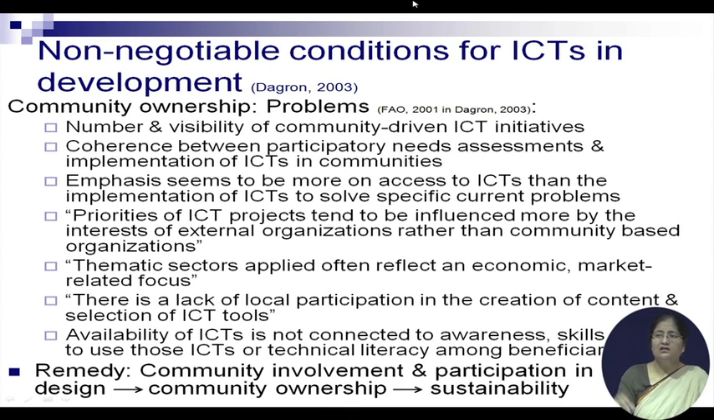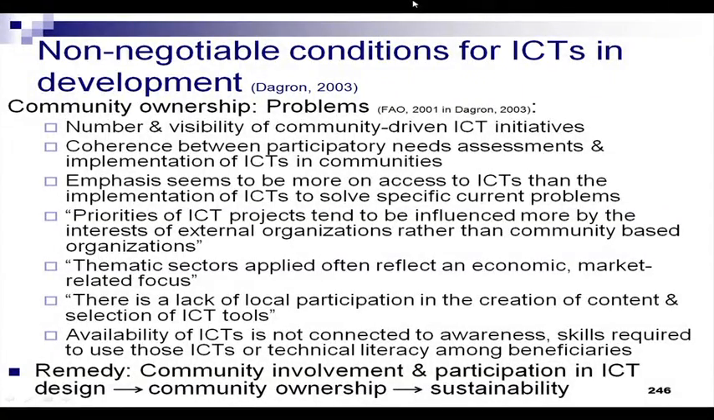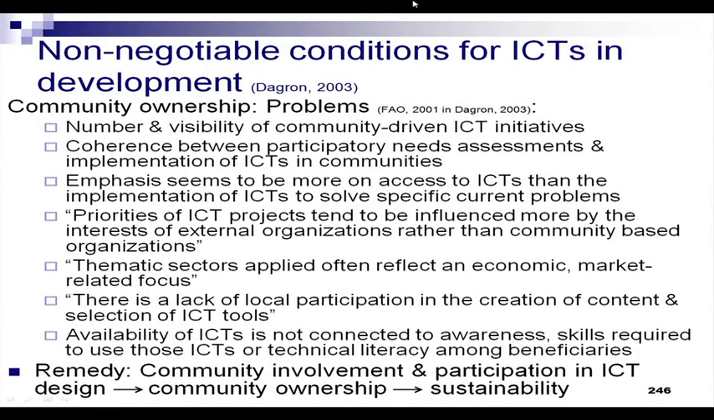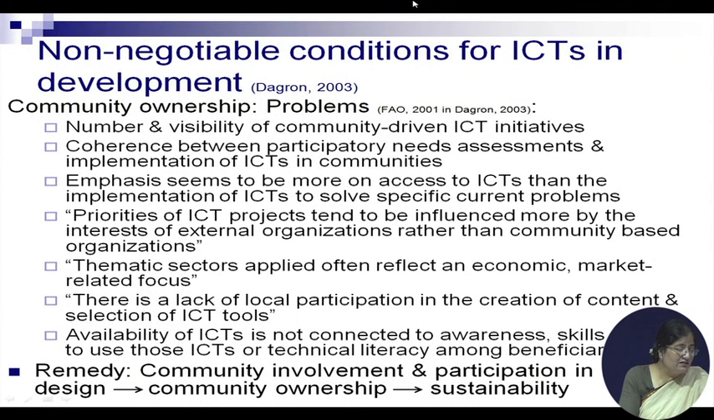The emphasis is, let's go and give them computers, let's go and give them cell phones. How do you use cell phones? What all can you use these cell phones for? Do we tell them that? Maybe not. And how can you use cell phones to solve your problems? No. Priorities of ICT projects tend to be influenced more by the interest of external organizations rather than community-based organizations.